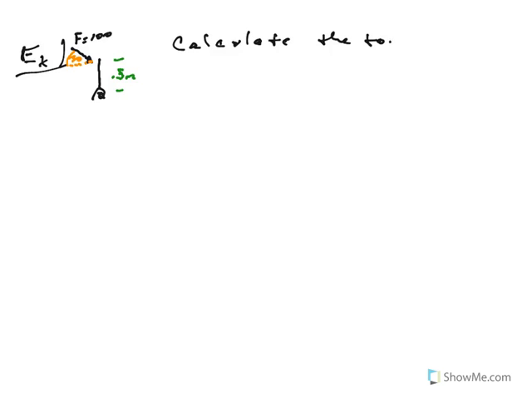So let's take this example. Let's take the wrench. Here's a bolt, here's a wrench, here's the arm. Let's say the wrench is half a meter long, and I apply a force like this. Let's say it's 100 newtons, and the force is applied at an angle of 30 degrees. The question is, calculate the torque on the bolt.